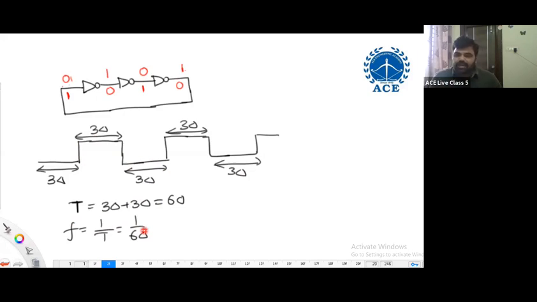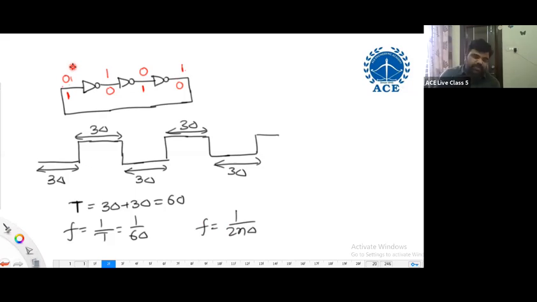If I have 5 inverters, then 1 by 10 delta. In general, F equals 1 by 2n delta. What is n? Number of inverters, which must be an odd number of inverters. Do you understand the point correctly? So when I'm using an odd number of inverters in the ring circuit, it is becoming astable. Astable can be used as an oscillator. Oscillator can be used as a clock generator.